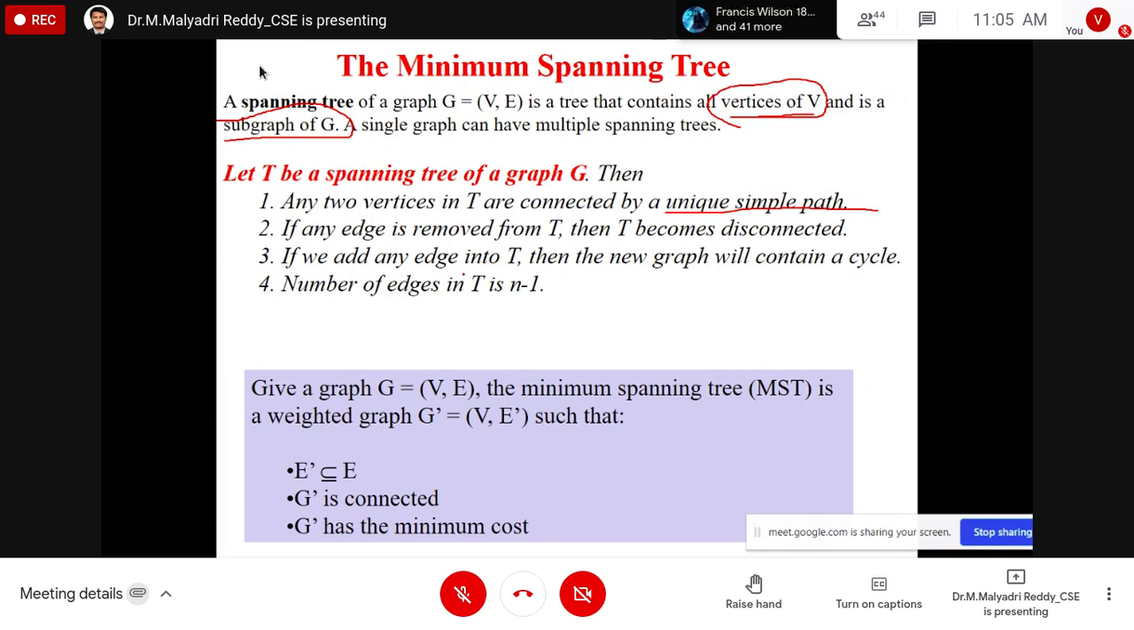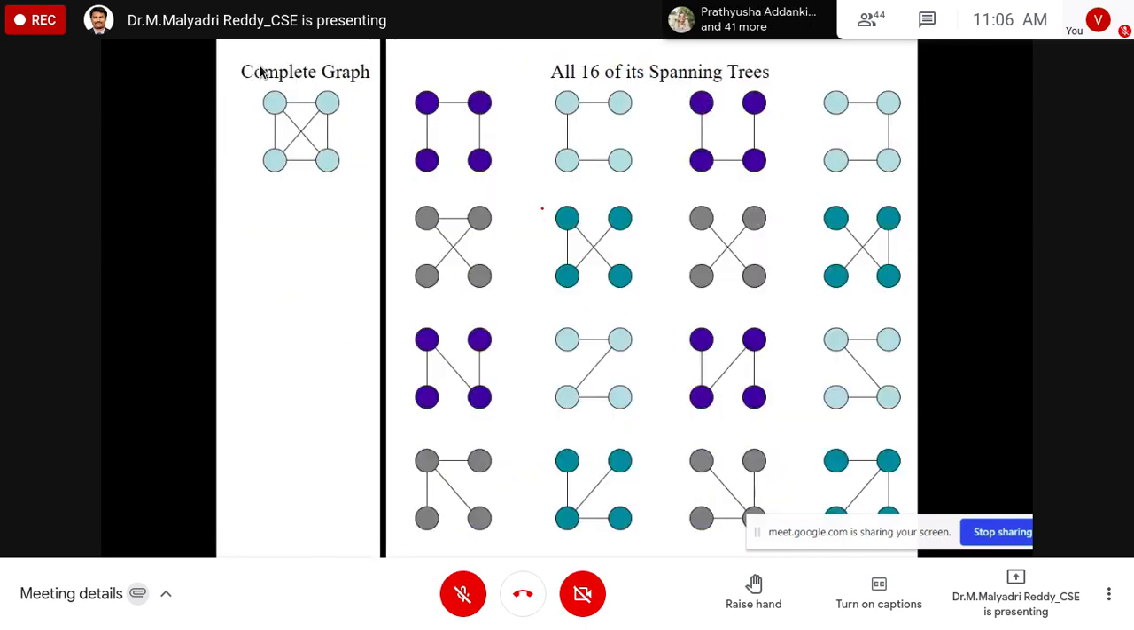According to the rule of spanning trees, if there are n vertices, then only n minus 1 edges are available. If we add one more extra edge to the tree, it immediately forms a cycle. So the number of edges in the tree is n minus 1. These are the basic rules. In abstract view, a spanning tree is a subgraph of the original graph G that is connected, not disconnected, and has the minimum cost. This is the definition of a spanning tree.